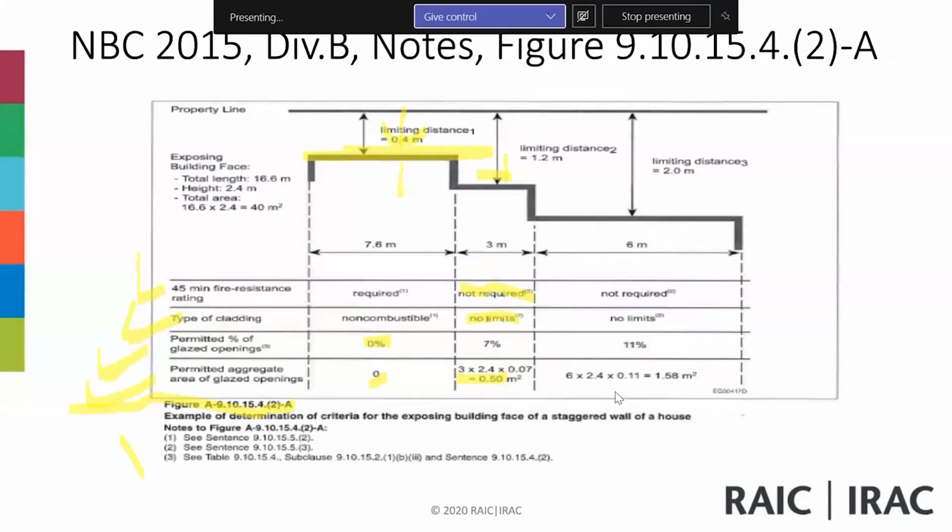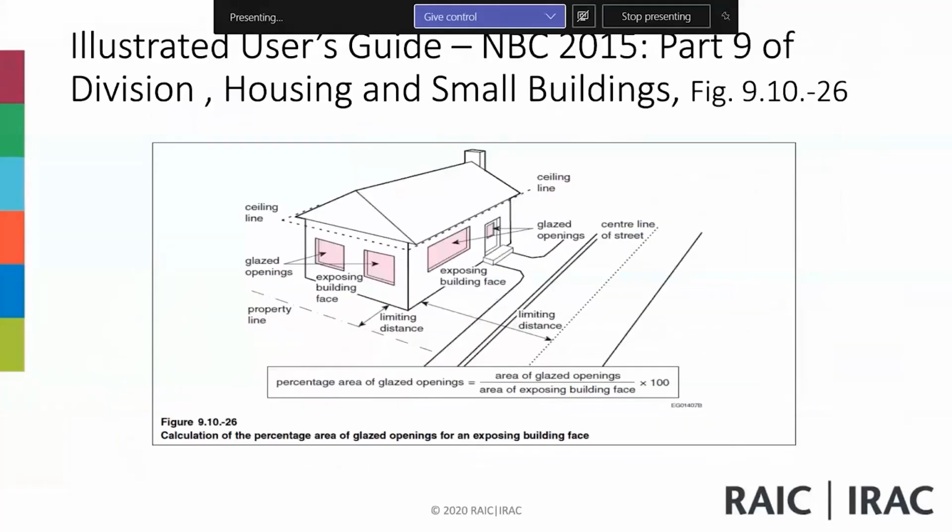So this illustrates for you the application of the provisions related to exterior exposure and construction of exterior wall based on limiting distance and the maximum number permitted in the percentage of glazed opening.